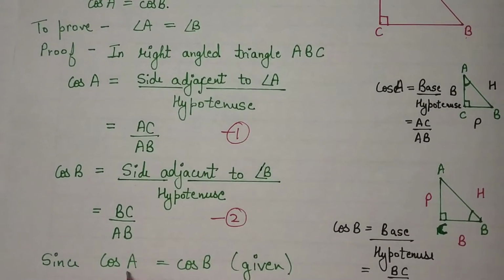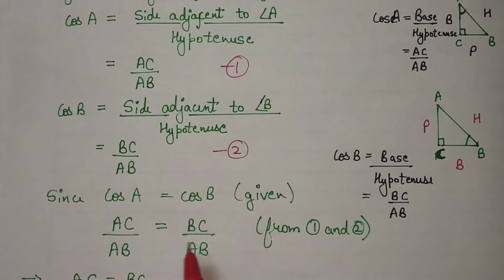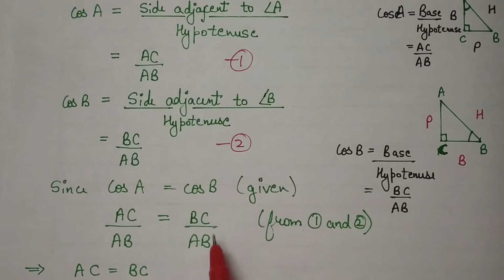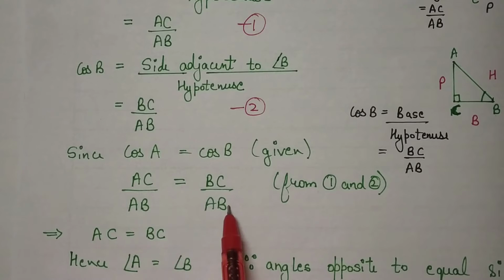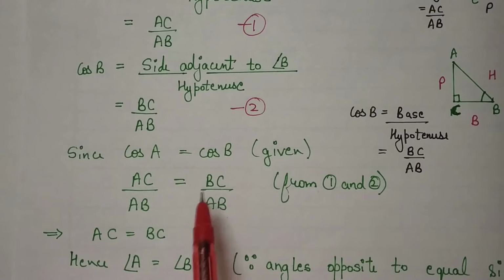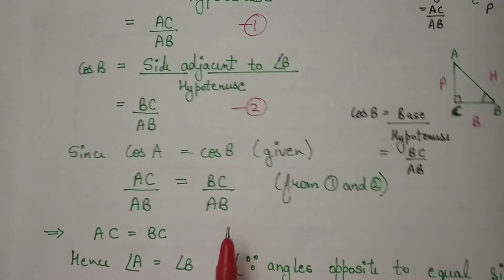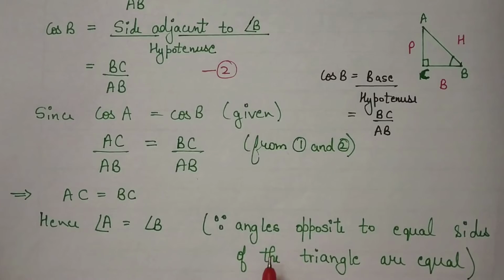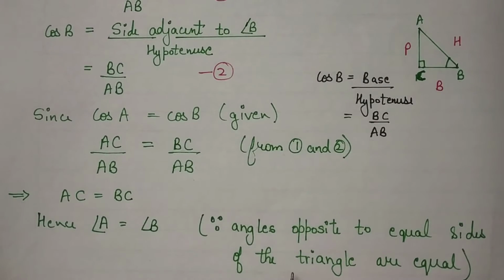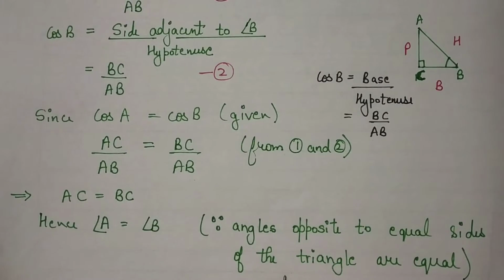BC by AB. Cos A and cos B are equal, so AC by AB and BC by AB are equal. Now denominators are cancelled out because they are the same. AC and BC are equal. Two sides are equal, so now angle A and angle B are equal. By the theorem, angles opposite to equal sides of a triangle are always equal.